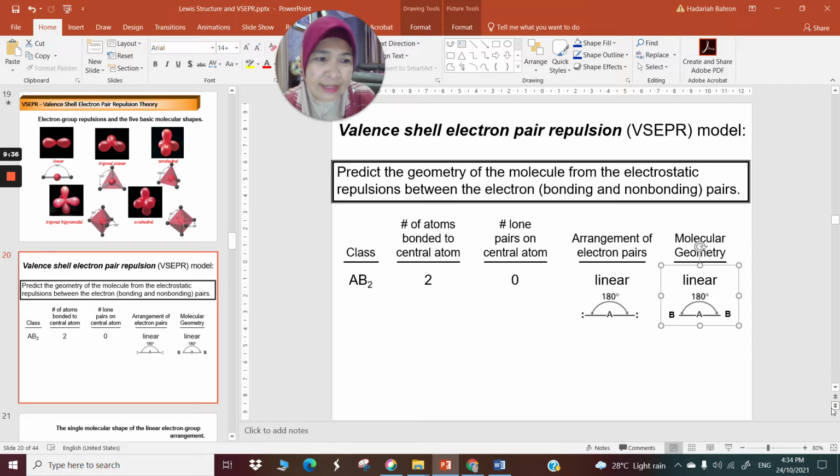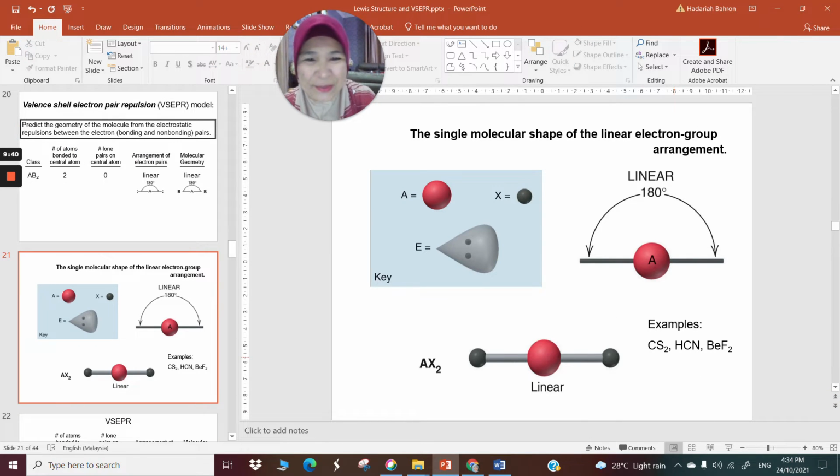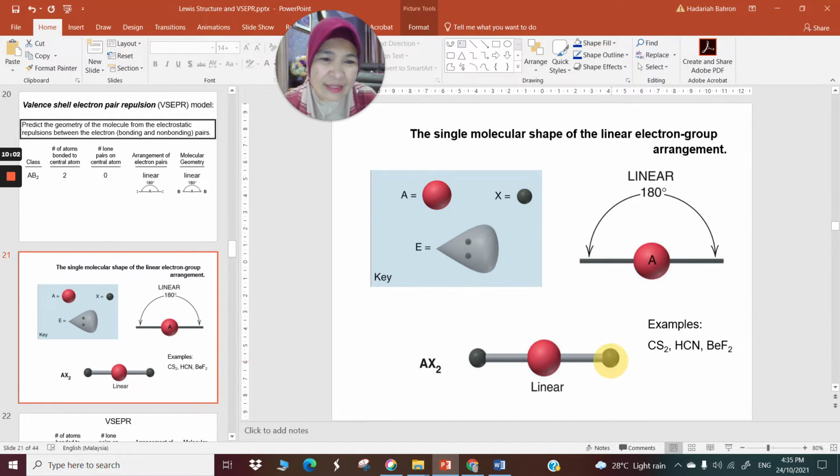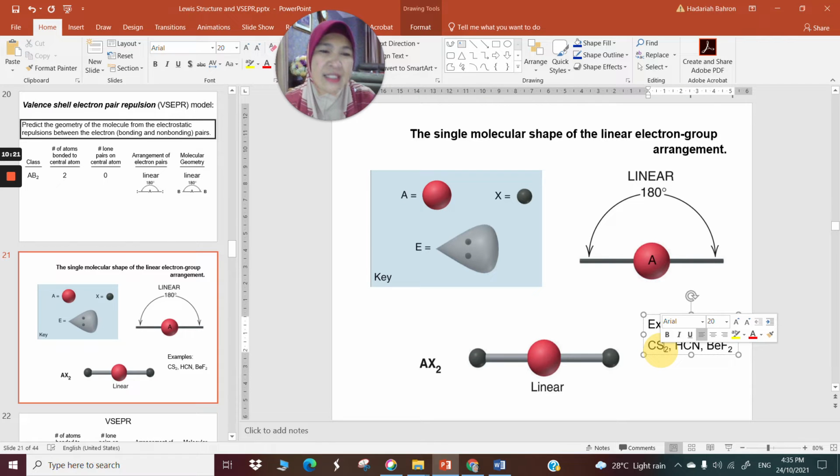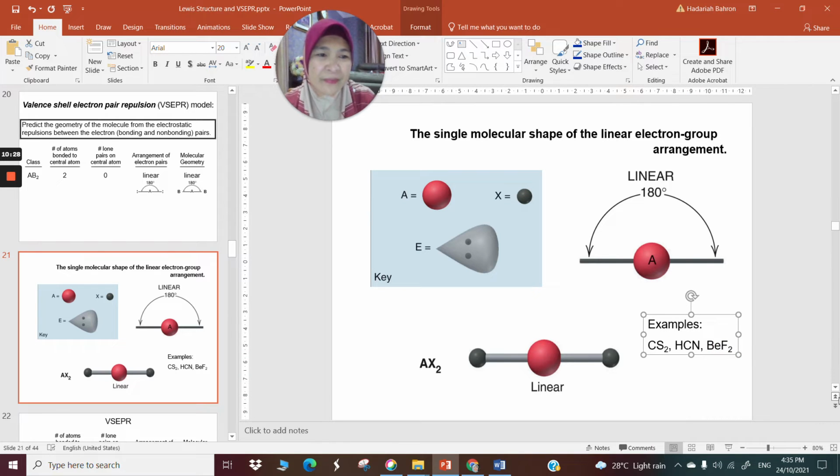The second class, or the second type of molecule, oh, no, this is an example, sorry. This is the example of that AB2 where you have a single atom in the middle here, which is A, and your B in this case is represented as a black atom, X. AB2 or AX2. You have no lone pair of electrons. This is a symbol for lone pair of electrons. It's not present in this case. So you have a linear shaped molecule. The examples are CS2, HCN, or BeF2. Yeah, so this is the first type.